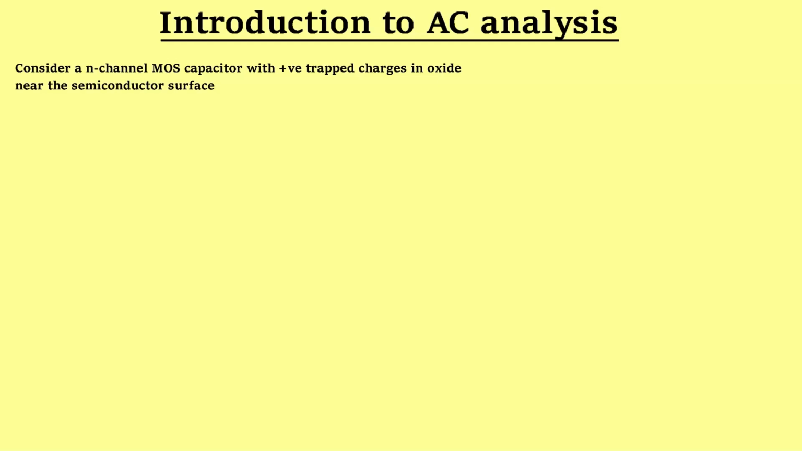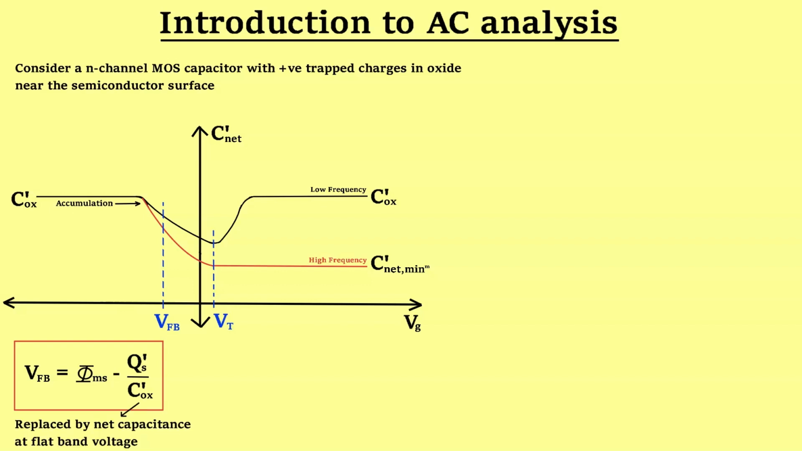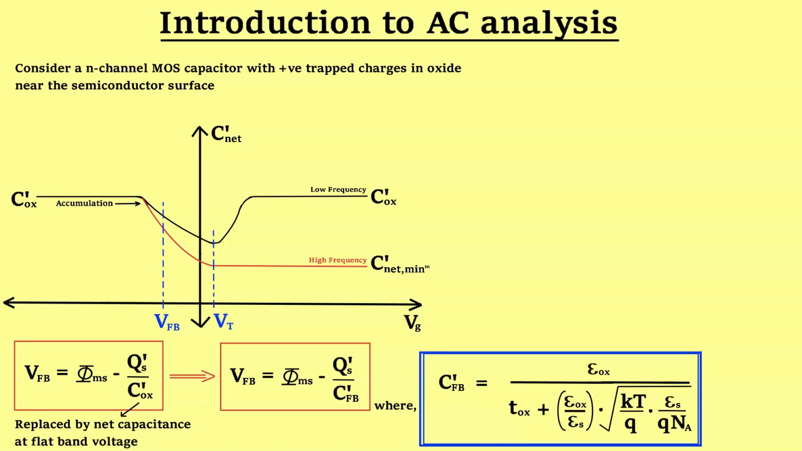Consider an n-channel MOS capacitor with positive trapped oxide charges near the semiconductor side. We have a graph of capacitance with respect to applied gate voltage, which is found experimentally. The maximum value of capacitance occurs at accumulation region, and the capacitance decreases as the depletion width grows until the gate voltage reaches threshold voltage. We know the formula for flat band voltage. In this formula, we have assumed there is only single capacitance, but this capacitance will not be used for AC analysis. This capacitance will be replaced by flat band capacitance, whose formula is shown on the screen.